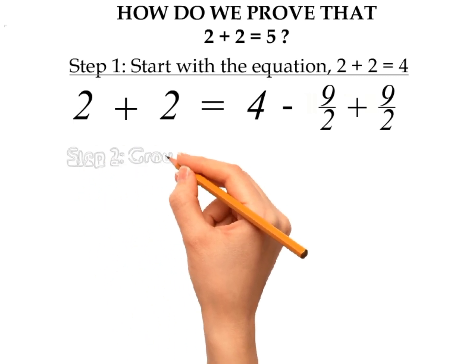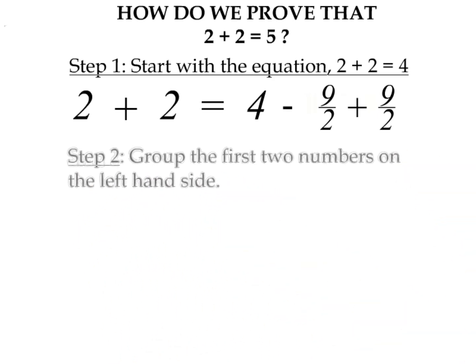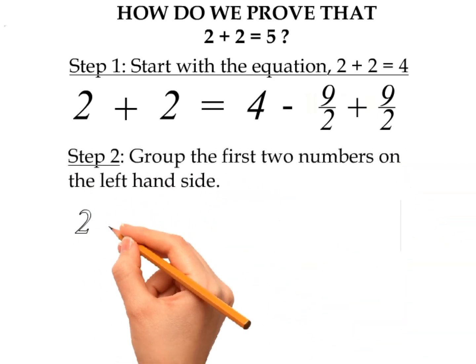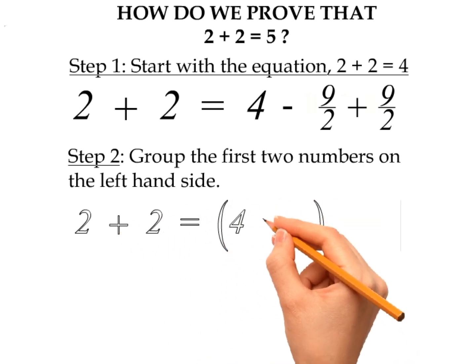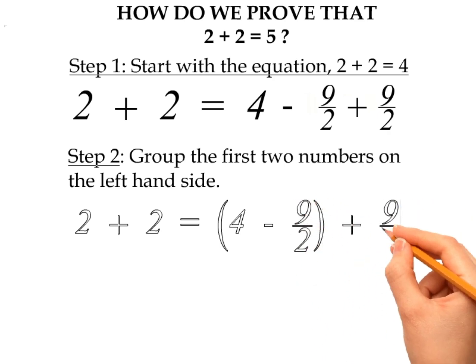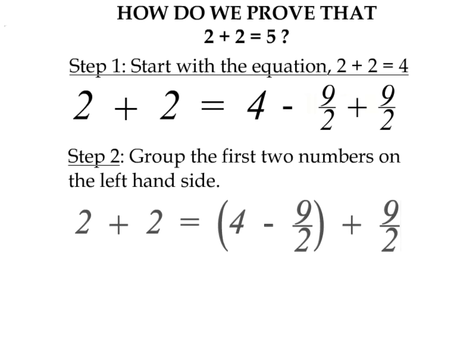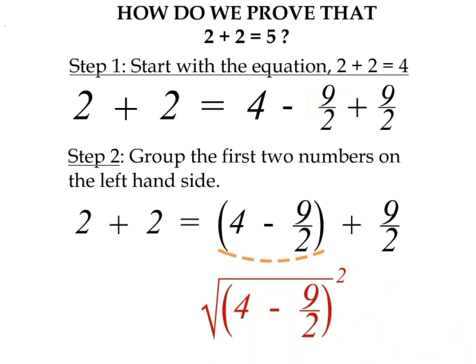Step number 2. Group the first two numbers on the left-hand side. This means that 4 minus 9 over 2 will be formed within a bracket while plus 9 over 2 will be separate. So, 2 plus 2 equals 4 minus 9 over 2 in a bracket, plus 9 over 2. Let's pay more attention to the bracket. What if I introduce the square root and balance it with a square? So I write 4 minus 9 over 2 under root square, since the square root cancels the square as an inverse operation, and this comes into the expression.